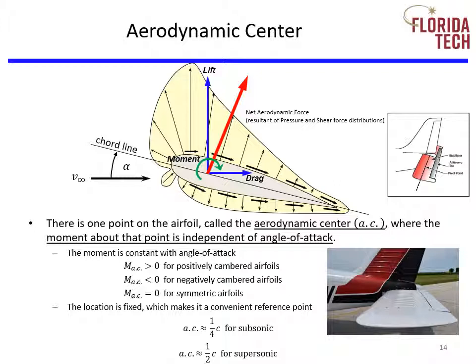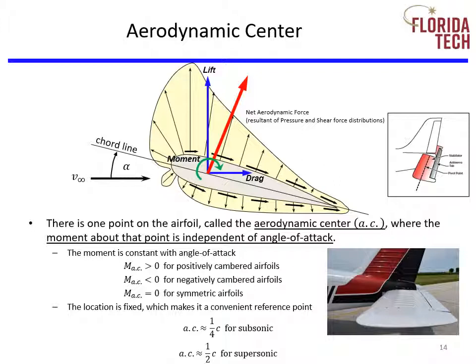Unlike center of pressure, the aerodynamic center location is relatively fixed, which makes it a convenient reference point. In subsonic flight, the aerodynamic center is approximately 1/4 chord. For supersonic flight, the aerodynamic center shifts back to approximately 1/2 chord.